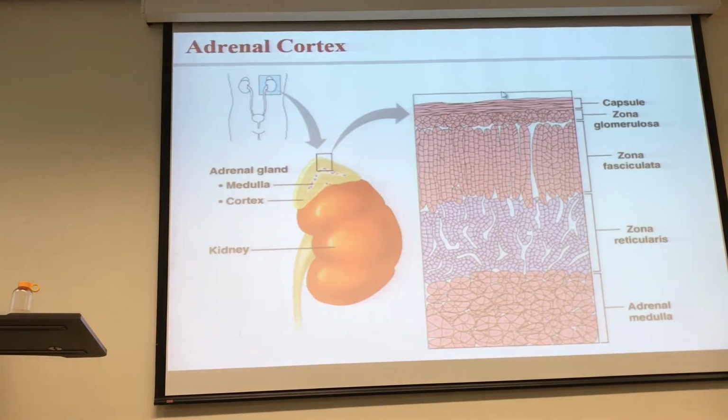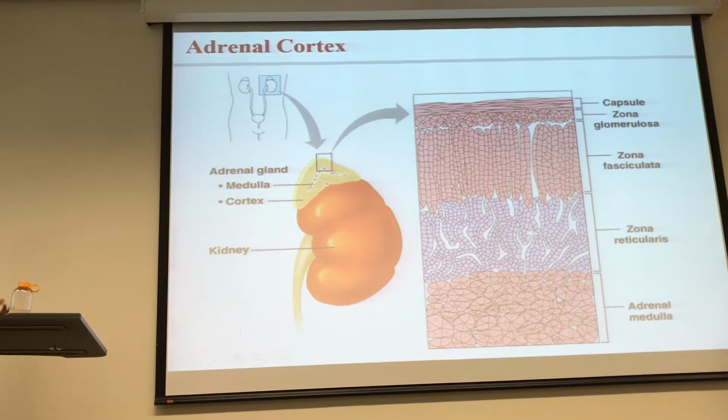Now you can see the layers. You have the capsule, then you have zona glomerulosa, which produces the aldosterone, and you have zona fasciculata, which mainly produces glucocorticoids, and among them, the major one is cortisol, and then you have corticosterone, which is the other one. It also produces some amount of androgen. Zona reticularis is mainly a layer which is going to produce the androgens, and among them is DHEA, which is basically the main androgen produced by the zona reticularis.